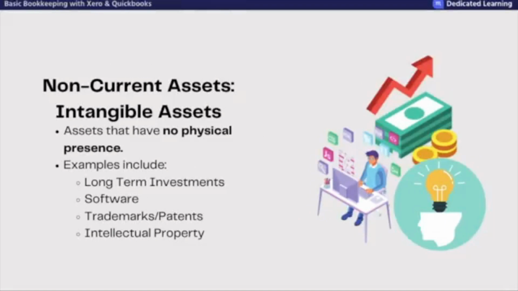Intangible assets, on the other hand, are assets that have no physical presence, such as patents, software, long term investments, licenses, and other forms of intellectual property. So don't forget, these two things are two categories under non current assets.